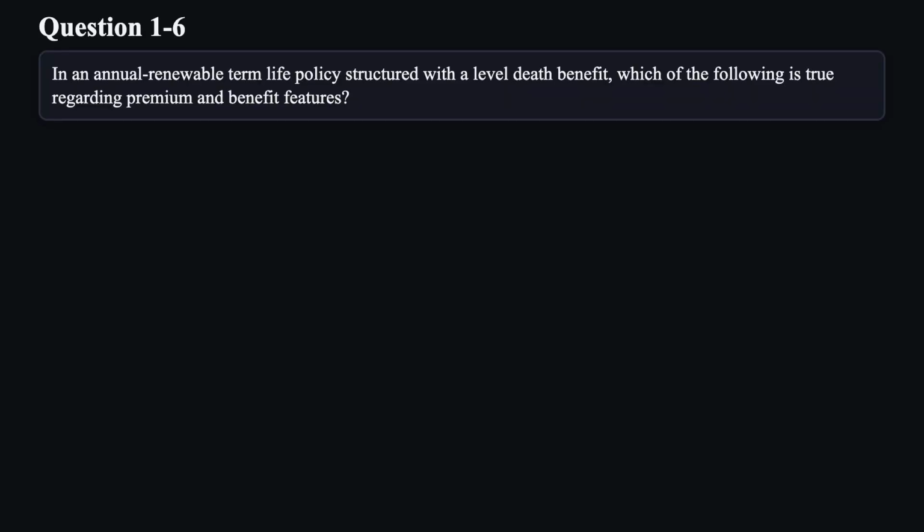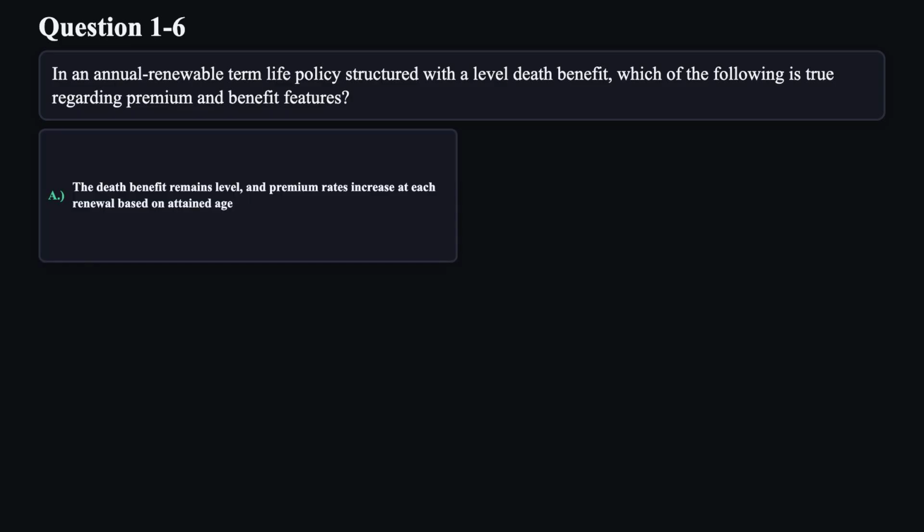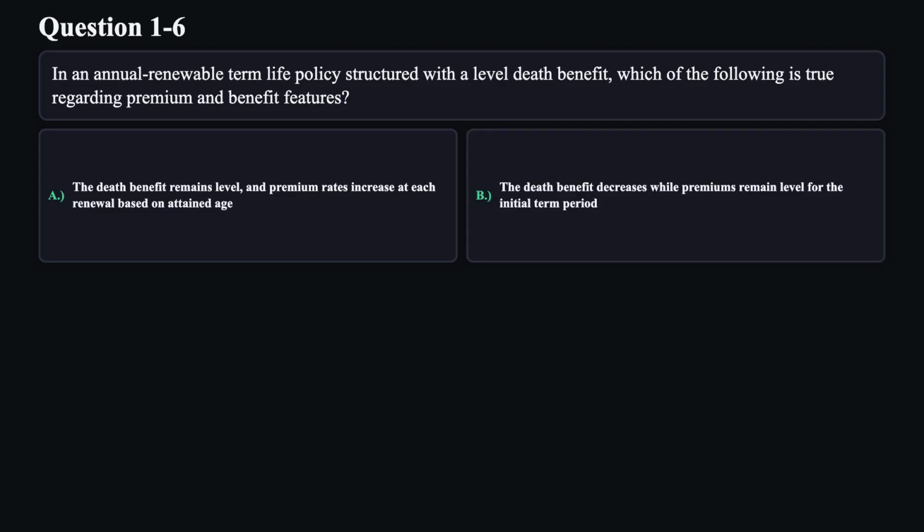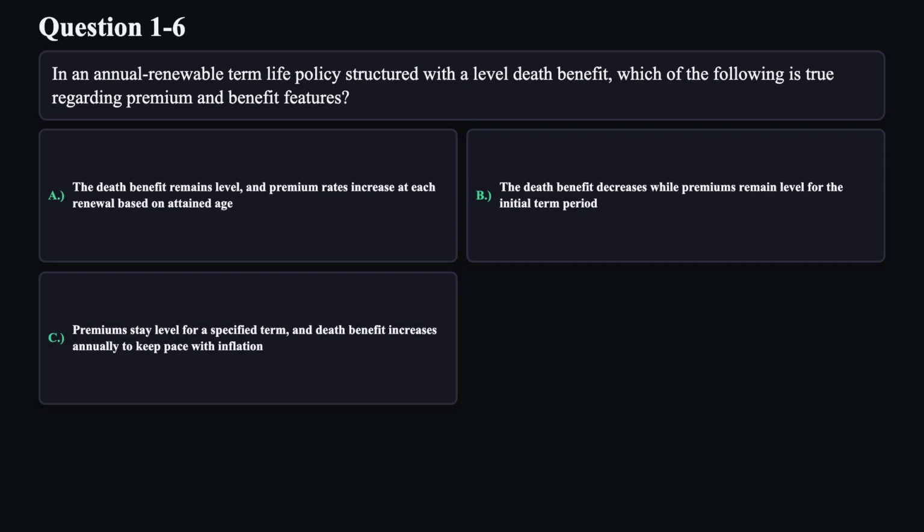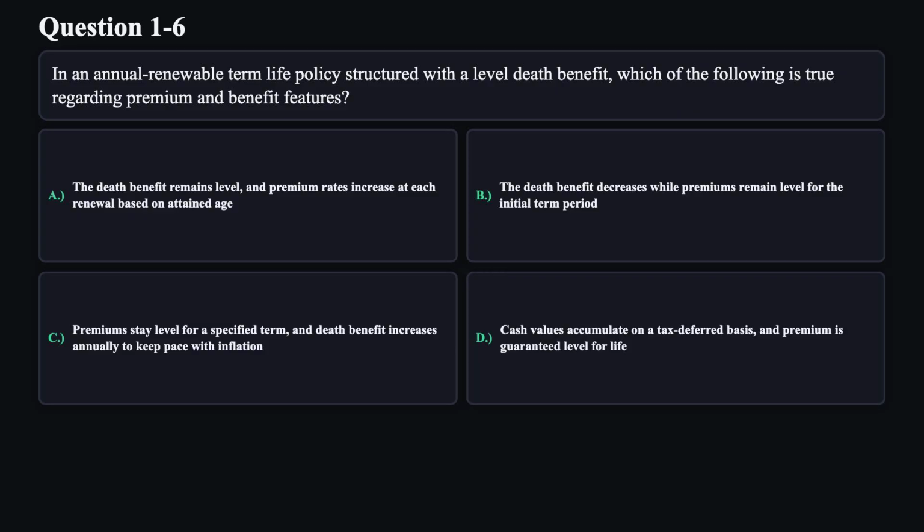Question 6. In an annual renewable term life policy structured with a level death benefit, which of the following is true regarding premium and benefit features? A. The death benefit remains level, and premium rates increase at each renewal based on attained age. B. The death benefit decreases while premiums remain level for the initial term period. C. Premiums stay level for a specified term and death benefit increases annually to keep pace with inflation. D. Cash values accumulate on a tax-deferred basis, and premium is guaranteed level for life.